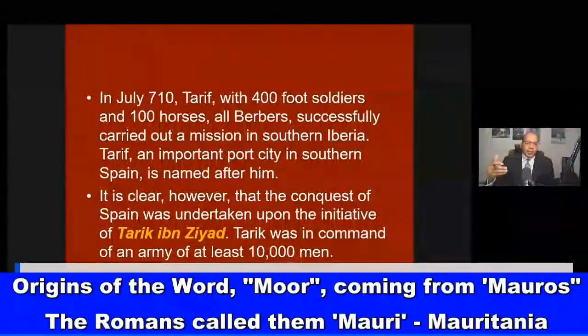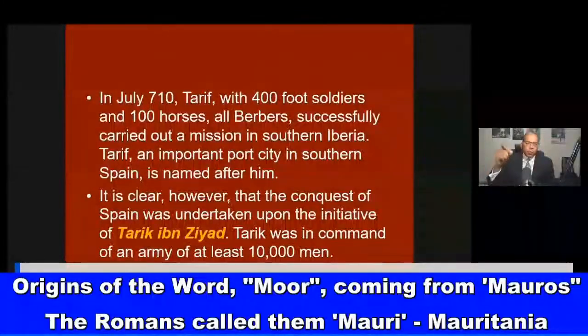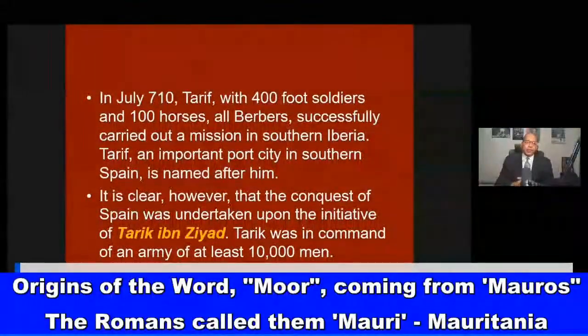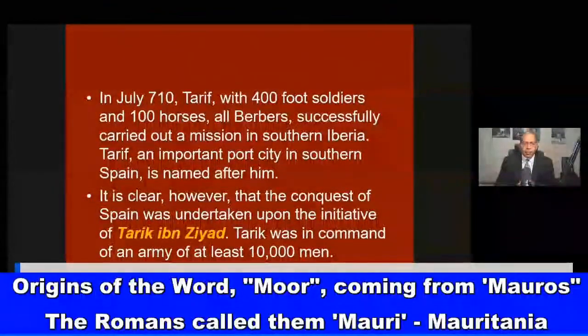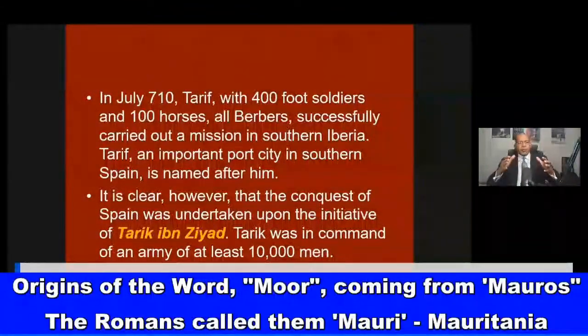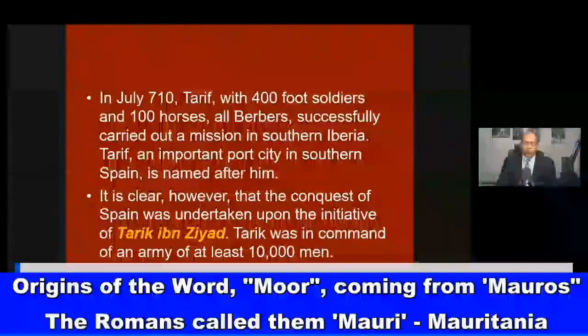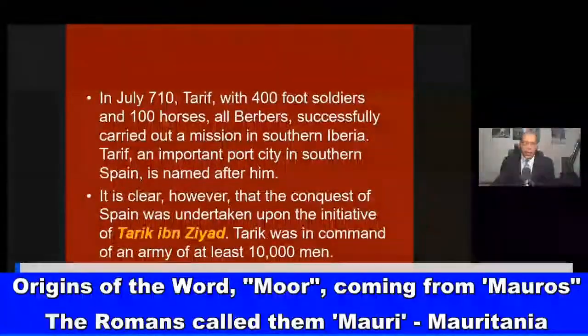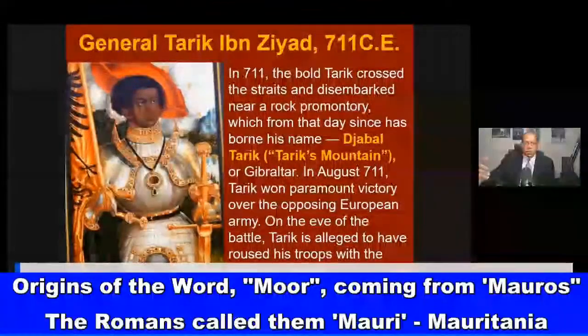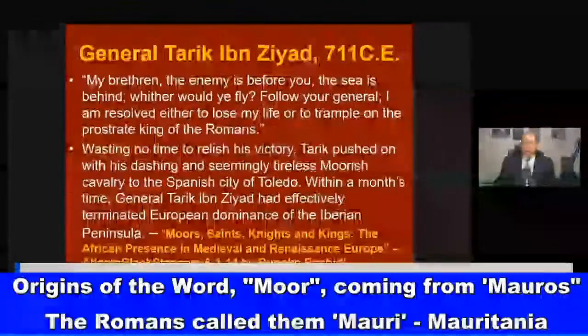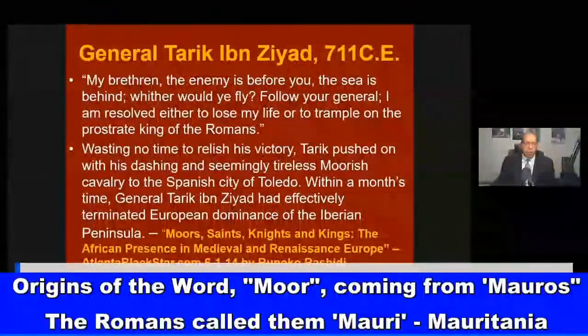In July 710, Tarif, with 400 foot soldiers and 100 horses, all Berbers, successfully carried out a mission in southern Iberia. That was the reconnaissance mission, to get the lay of the land and see what's going on. Tarif, an important city in southern Spain, is named after him. Then in 711 AD, Tariq ibn Ziyad goes in, okay?